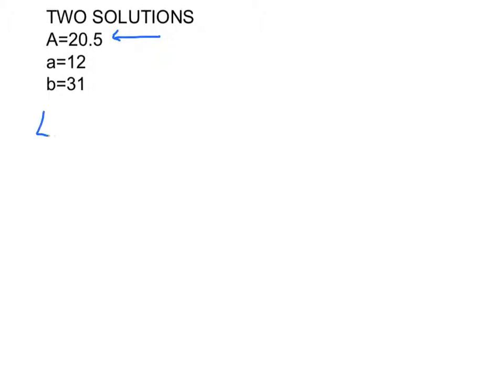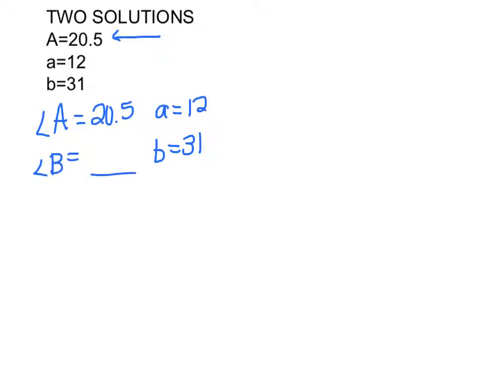So the first triangle, I know that A is 20.5 and the side length of a is 12. I also know the side length of b is 31. So the next piece I'm going to find is angle B. I'll eventually find angle C and side c if needed.